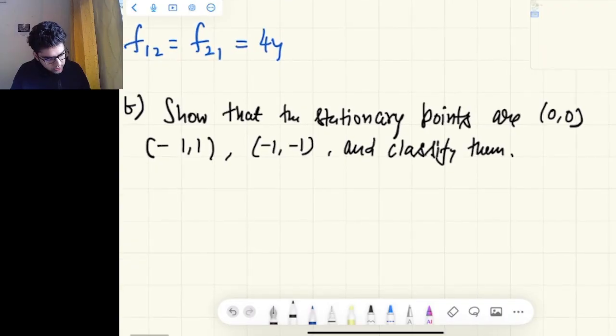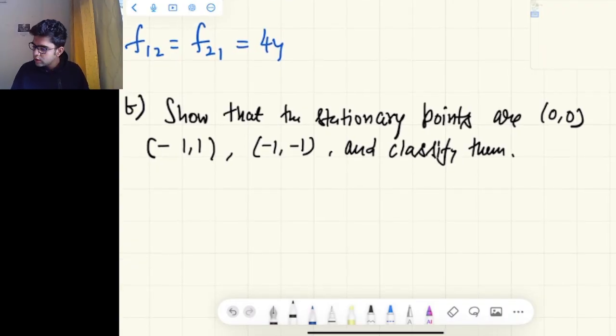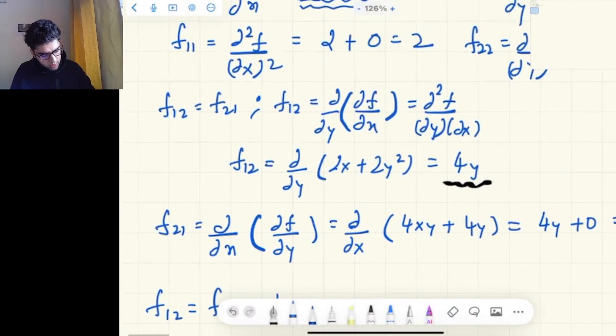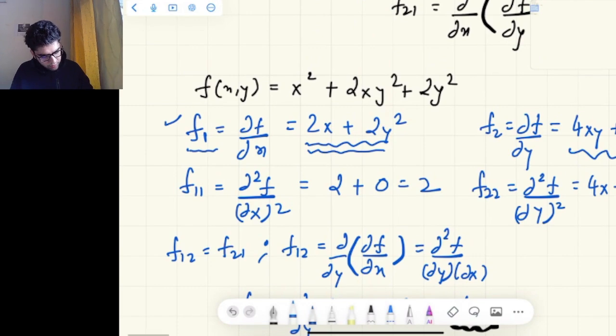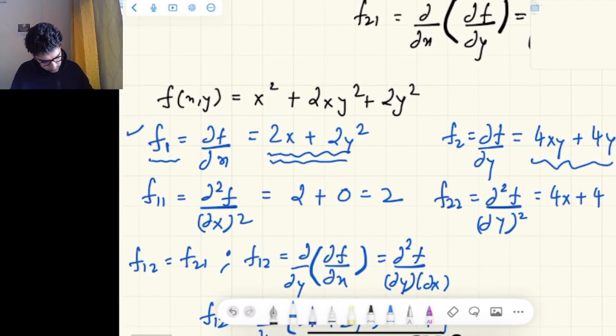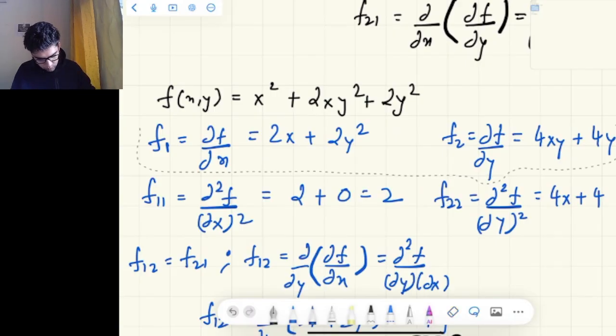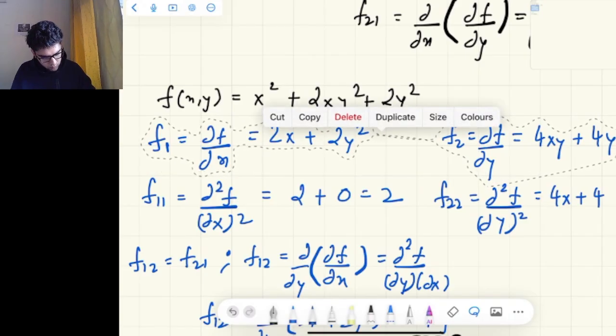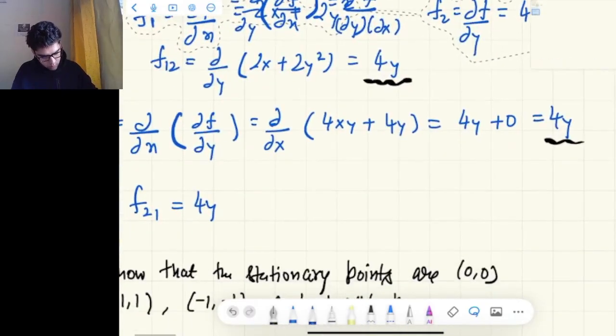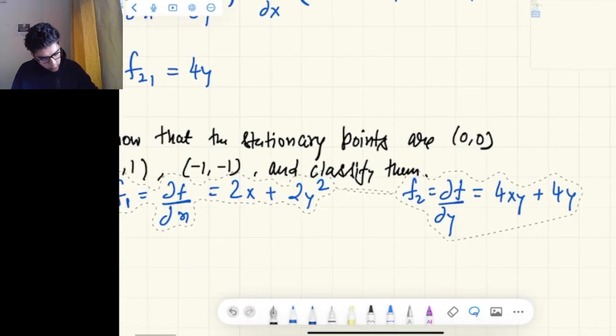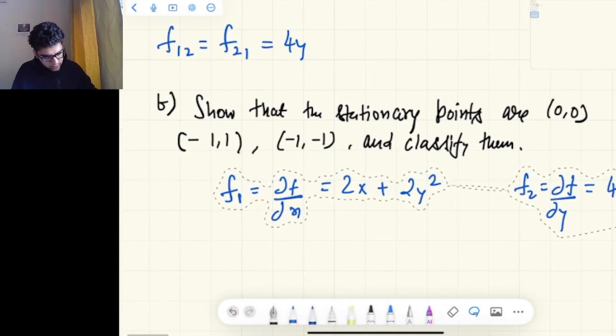Show that the stationary points are (0, 0), (-1, 1), and (-1, -1), and classify them. So now we already have our partial derivatives, right? So f1 is 2x plus 2y squared, f2 is 4xy plus 4y. I need to equate these partial derivatives to 0 to find the stationary points, right?